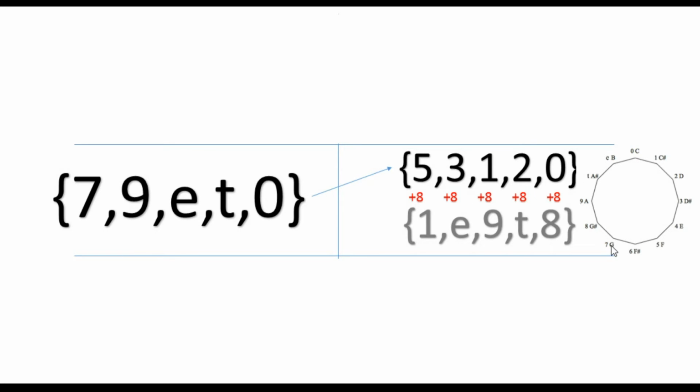A second method is to find the number on the opposite side of the clock face from the original. If we look at the first number 7 on the clock face and draw a straight horizontal line to the other side, it lines up with 5, its inverse. If we look at the number 9 and do a straight horizontal line across the clock face, we get to number 3, its inverse. 11 lines up with 1, T lines up with 2, and 0 is its own inverse. Therefore, the inverse of 7, 9, E, T, 0 is 5, 3, 1, 2, 0.